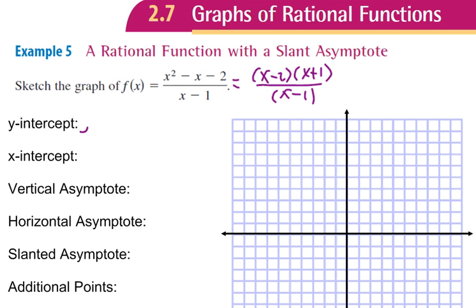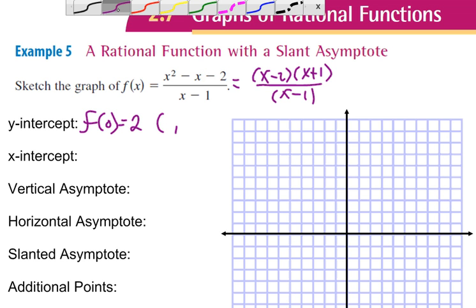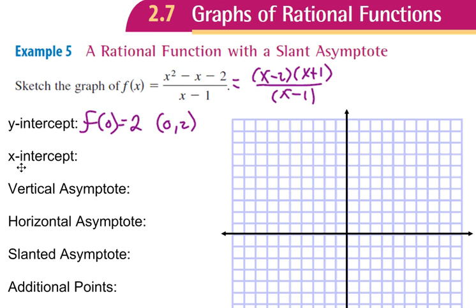Y-intercept: plug in 0 for x, right? So if I replace x with 0, I get negative 2 over negative 1, which is just 2, right? So that would be the y-intercept, (0, 2). X is 0, y is 2. Nice. Now let's go ahead and do the x-intercept.